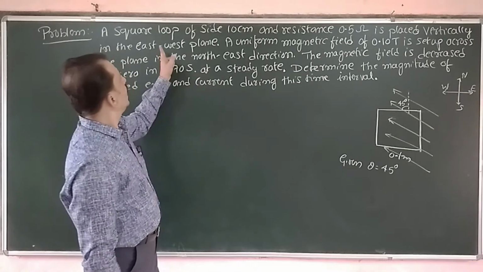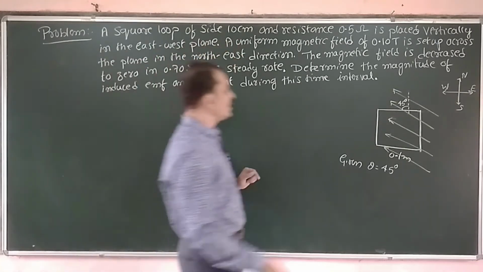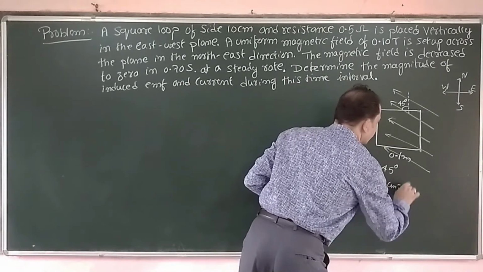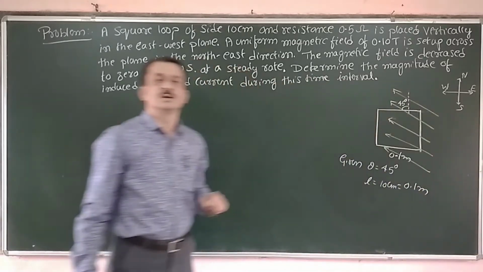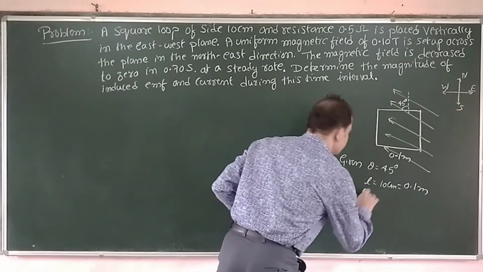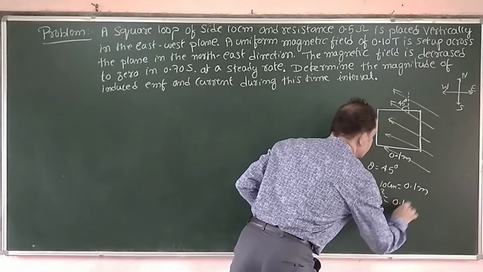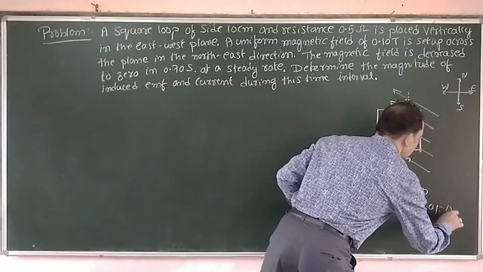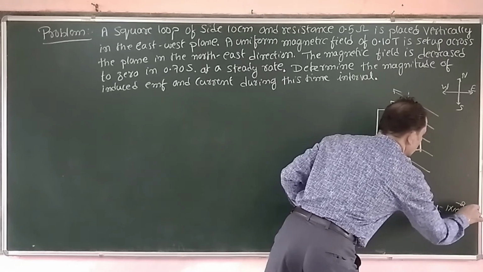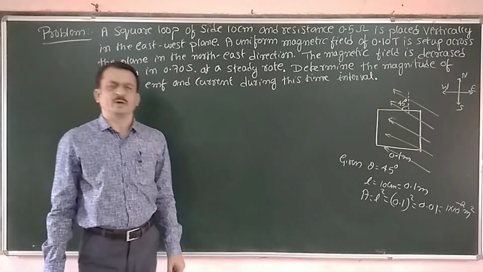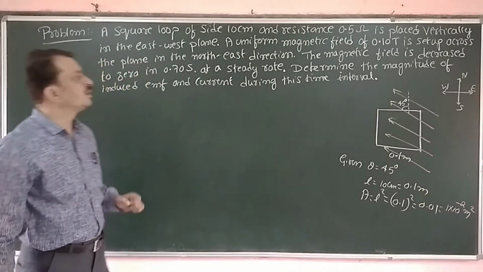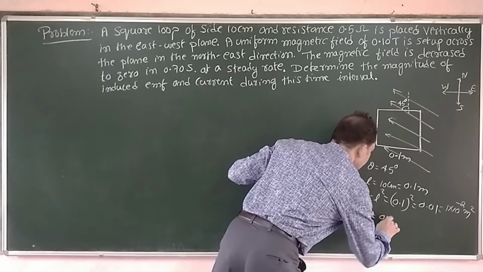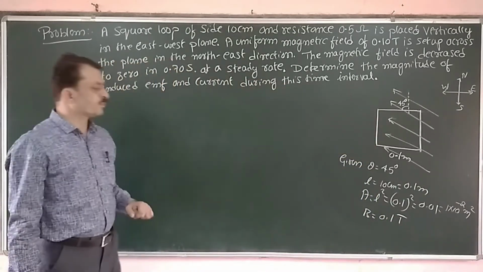The square loop side is given. L is 10 centimeter. If I write it in meter, it is 0.1 meter. We want the area. Now what is the area? Area is equal to L square, 0.1 whole square, 0.01, or I will write it as 1 into 10 raised to minus 2 meter square. That is the area. A uniform magnetic field of 0.1 Tesla is applied.